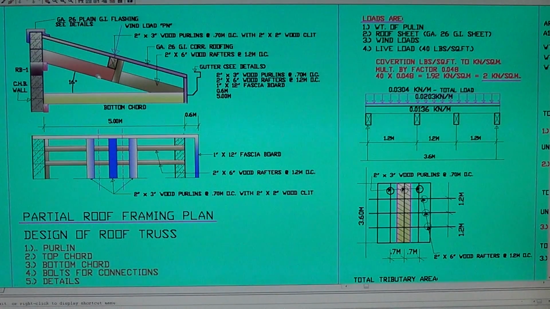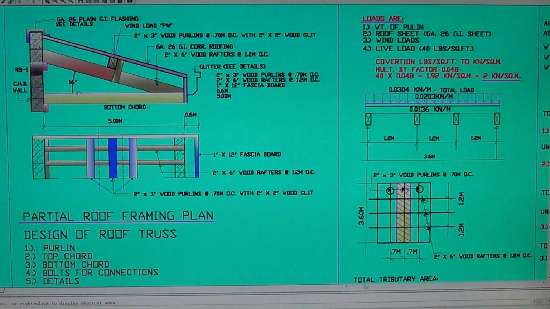This is the cross section of the roof. The roof is inclining 16 degrees. Here are the dimensions of the wood that is used in the roof. The rafters 2x6, purlin is 2x3, it's a 0.7 on center with 2x2 wood cleat. This is the wood cleat, okay, making it stronger so it doesn't move.